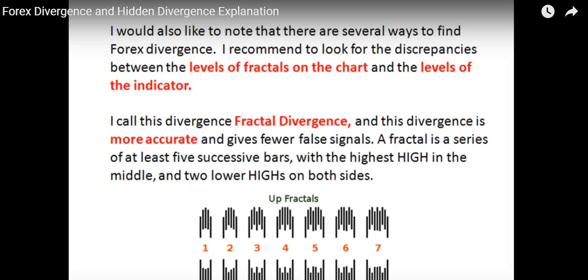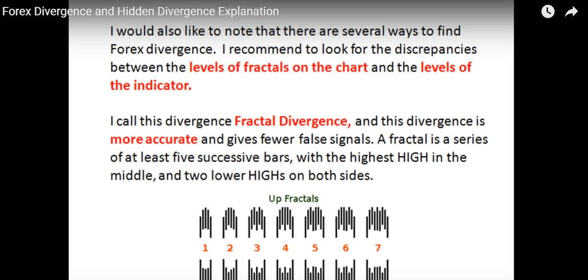I would also like to note that there are several ways to find Forex divergence. I recommend to look for the discrepancies between the levels of fractals on the chart and the levels of the indicator. I call this divergence fractal divergence, and this divergence is most accurate and gives fewer false signals.